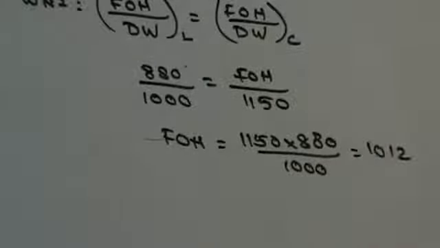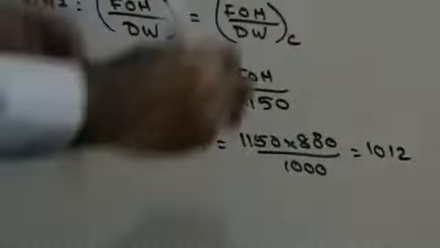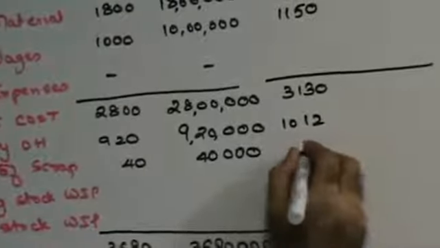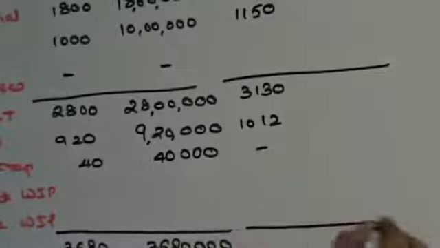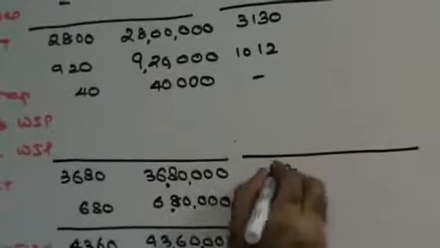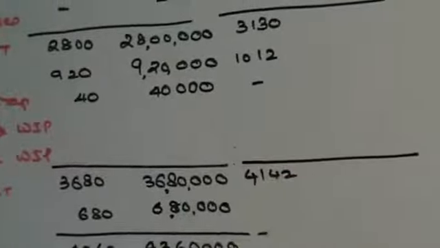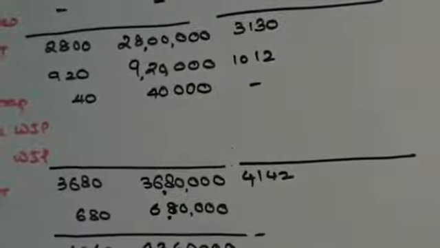So the net factory overheads of the current year are going to be 1012. Fine. This is not there. So this is 2414142. Fine. Do we get this in here? Next.